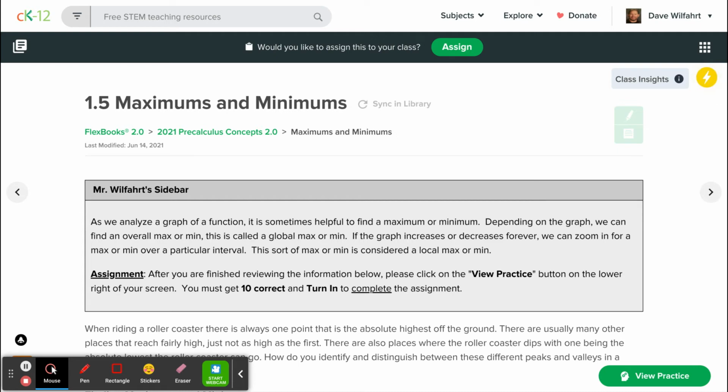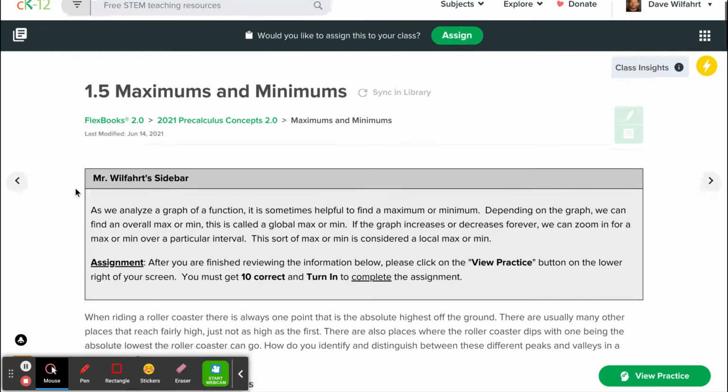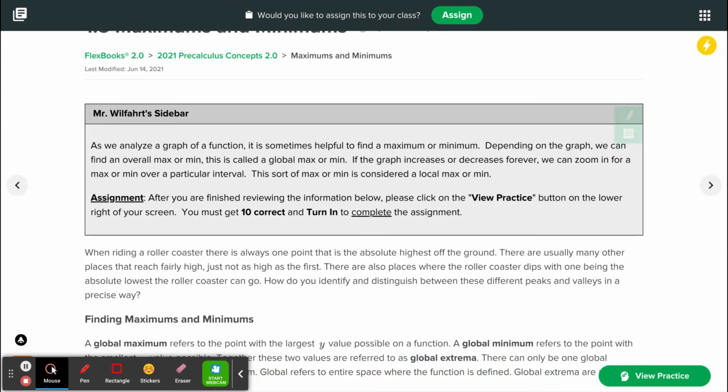I wanted to just talk quickly about Chapter 1, Section 5, maximums and minimums. One of the things that we want to be able to do as mathematicians is take a look at a graph and be able to read the graph and understand what's happening throughout the graph. And sometimes we want to look at the highest points and the lowest points of the graph.